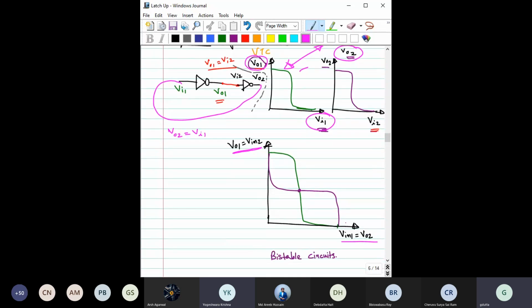Okay. Then if you see the characteristics of these two inverters, they intersect at these three points. One is this A, the other one is this point B, and the third one is C. So there might be three solutions. From here, either it can be here, or it can be here, or it can be here.